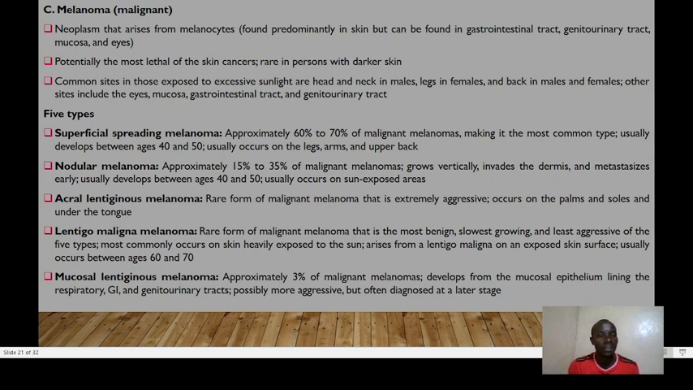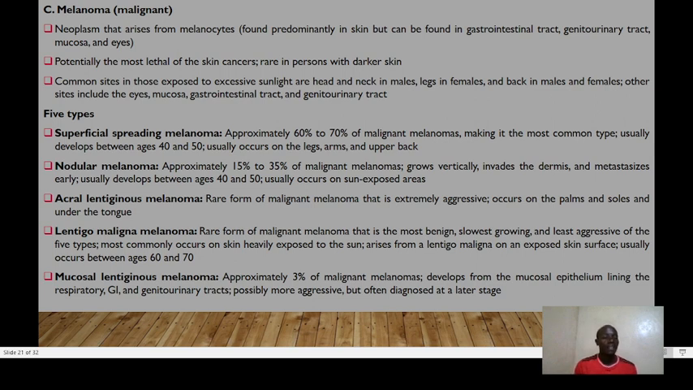Common sites of those exposed to excessive sunlight are the head and neck in males, legs in females, and back in males and females. Other sites include the eyes, the mucosa, gastrointestinal tract, and genitourinary tract.